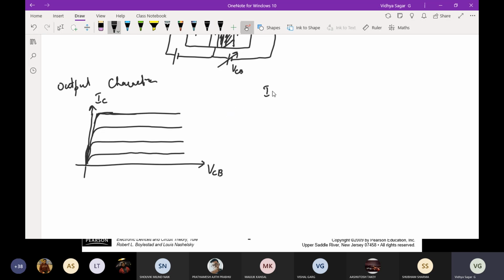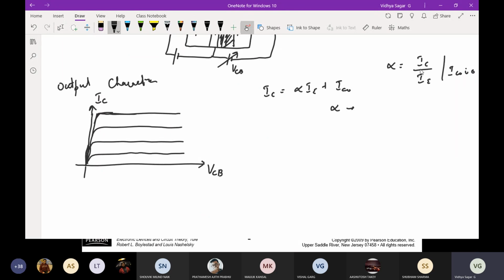Fine. So we have seen that IC is equal to alpha times IE plus ICO, the reverse saturation current. Where alpha is very, very small. Why? Because of the recombination factor, right? As the base width is reduced, I could say that it is very, very small, but not zero. So I've just given you the equation alpha is equal to IC by IE, considering ICO is 0.